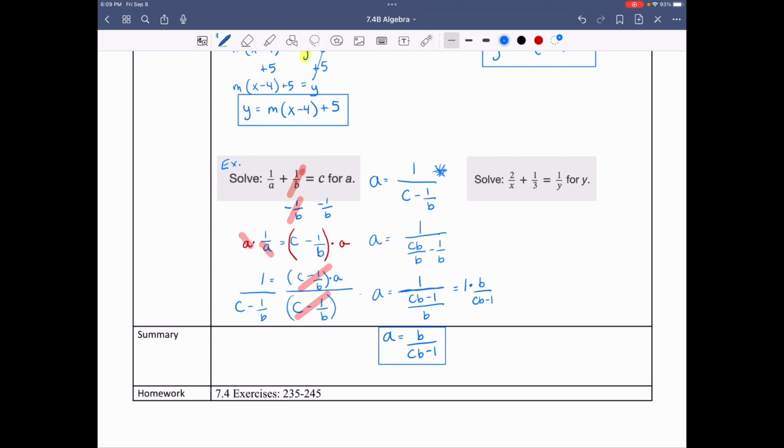This is a better answer, and I think that when you check your answers in the book, they get rid of the fractions if they're in the denominator. So see if you can follow that process in your groups and complete this one. Last example.